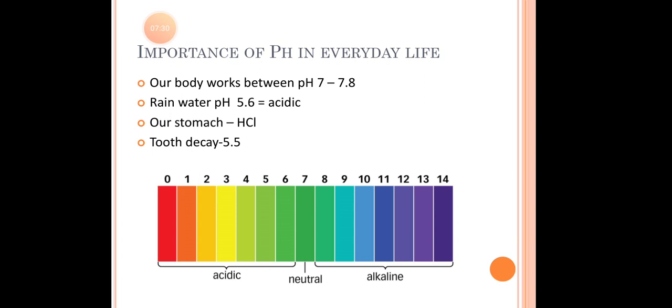Lemon juice, the pH is 2.5. Vinegar is 4. Tomato juice is something between 4.1 to 4.4. Coffee, people say we should not drink coffee much. It's only because it is also slightly acidic and its pH is 5.